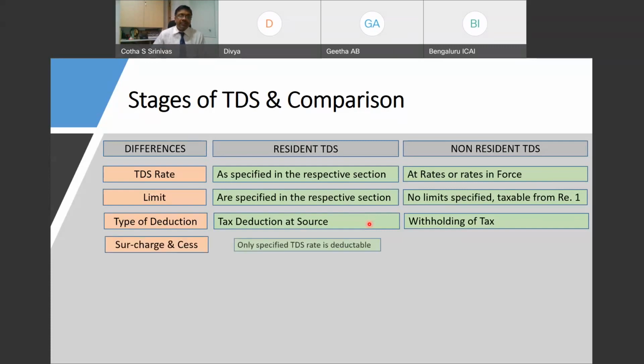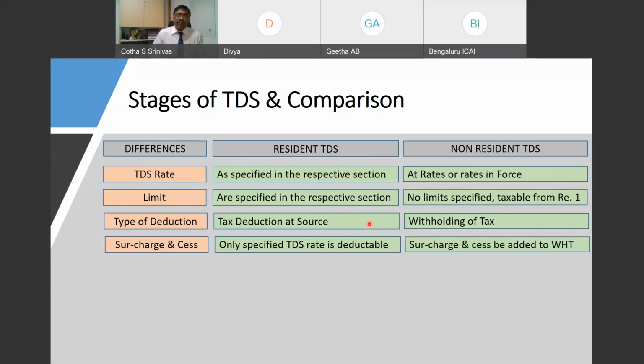Surcharge and cess. Whether we are to deduct surcharge and cess, or apply surcharge and cess, for deducting TDS for resident payments. No, only the specified TDS rate is deductible. That is whatever the rate that has been given. So the example I gave earlier, 194J means 10% we deduct. 194C means either 1% or 2% depending upon the assessee. Only that TDS will be done on that particular rate as such.